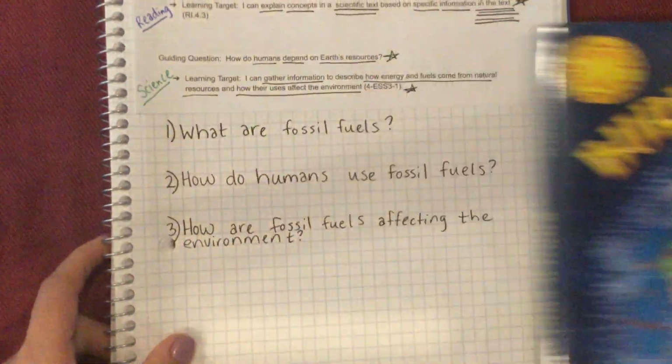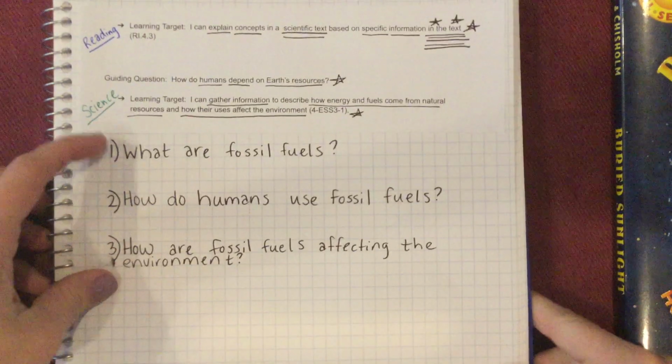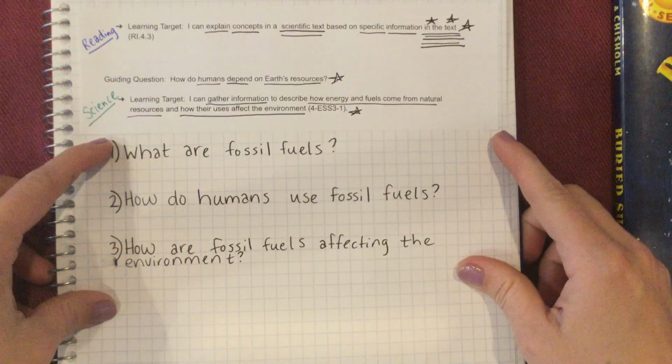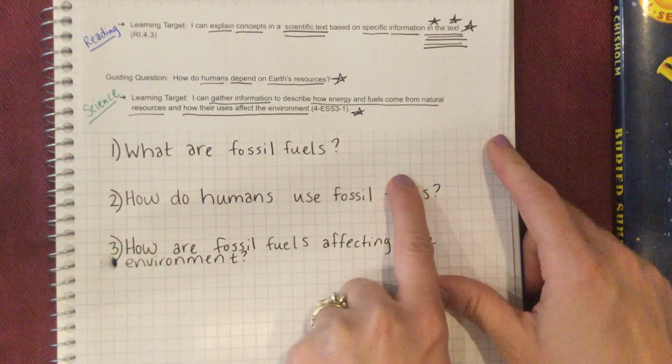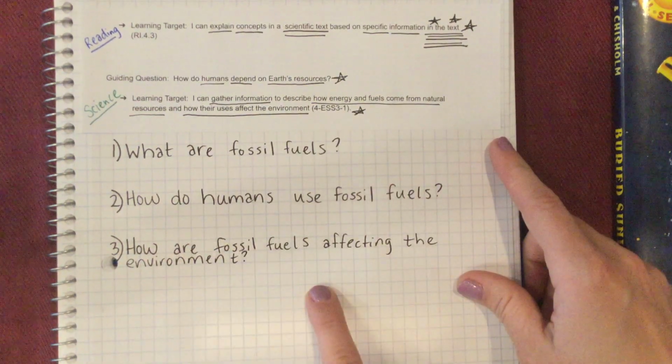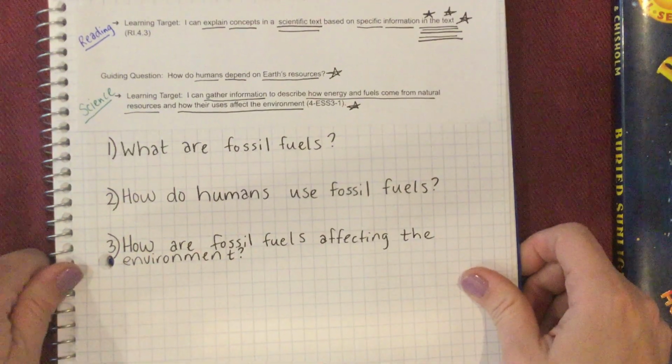Okay, so what I want you to do for your second and third reads is I want you to have these questions available to you, and as you go back through this video and watch it again, I want you to write down the answers to these questions, and then you'll be able to answer them on the Google form so that I can see how you did.